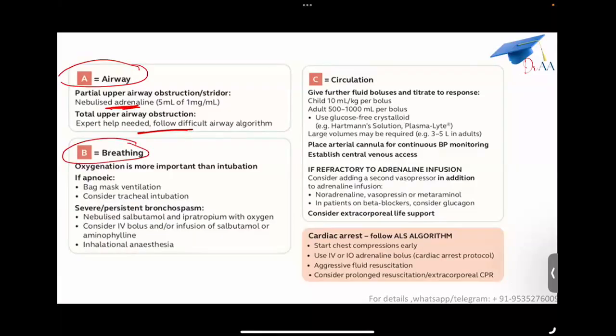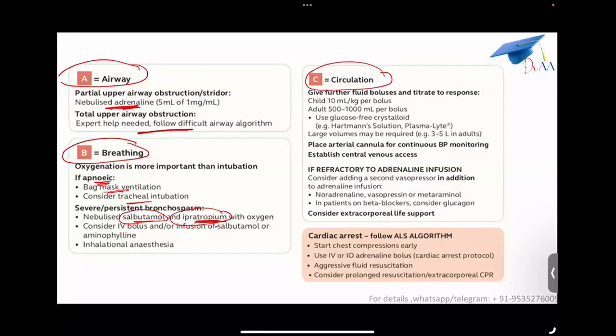What about breathing? If there are breathing efforts and the patient is having wheeze, then usually you treat it with salbutamol and ipratropium bromide, basically bronchodilators. The wheeze is because of bronchoconstriction. You want to dilate it by giving either salbutamol or ipratropium bromide. What if there is no ventilation at all? Apneic, there are no respiratory efforts at all. That's when you need to bag mask ventilate and consider tracheal intubation in these patients.